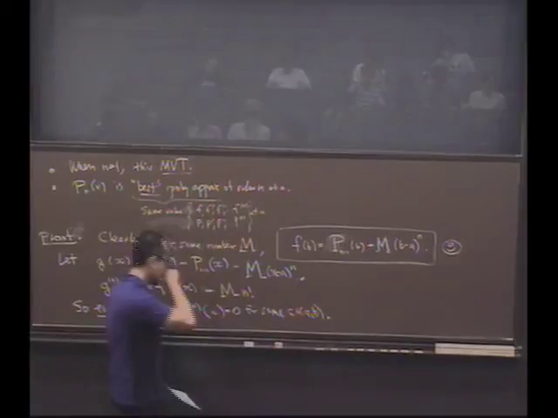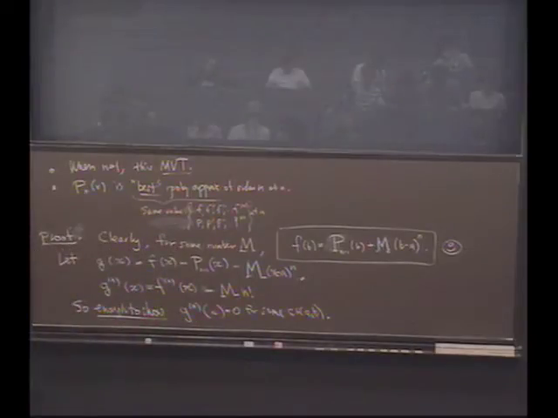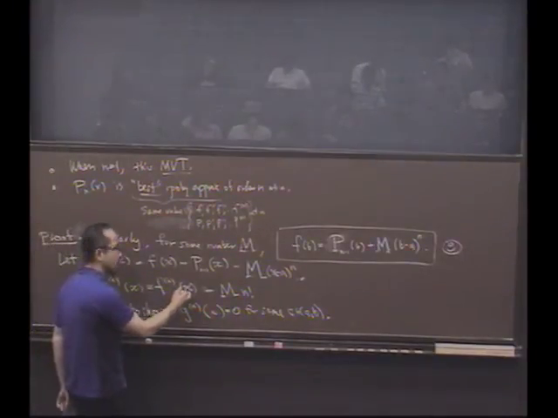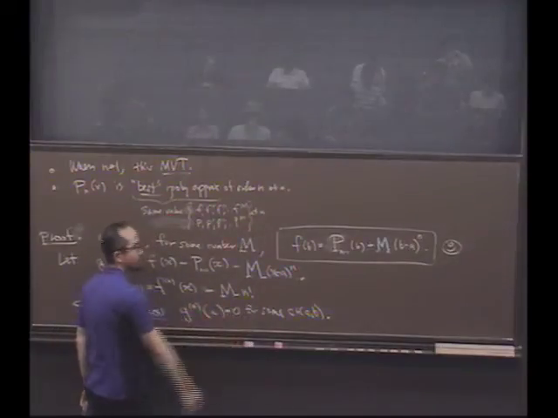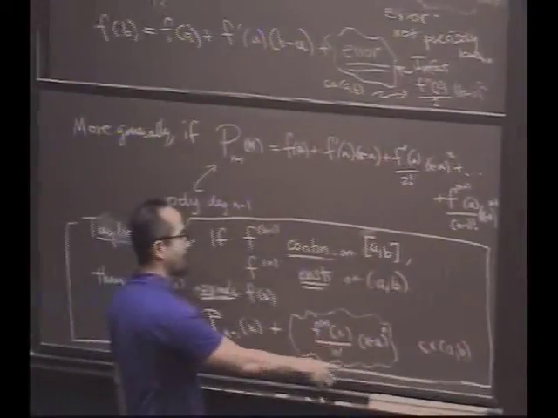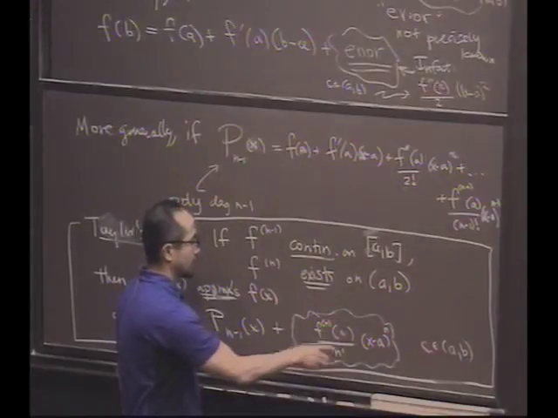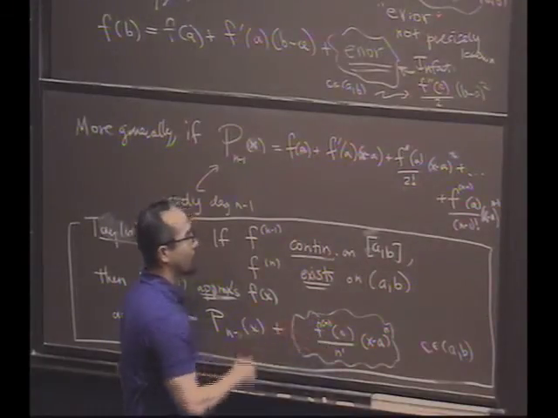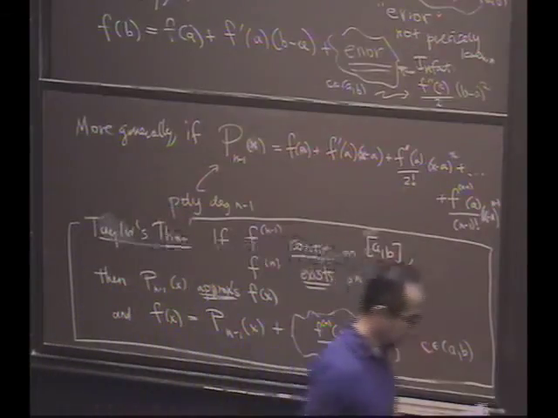Why would that be enough for what I'm interested in? If I could show that this creature were 0 somewhere, that would make f n of c equal to m times n factorial. So that would establish that m is in fact f, the nth derivative at some point c over n factorial.